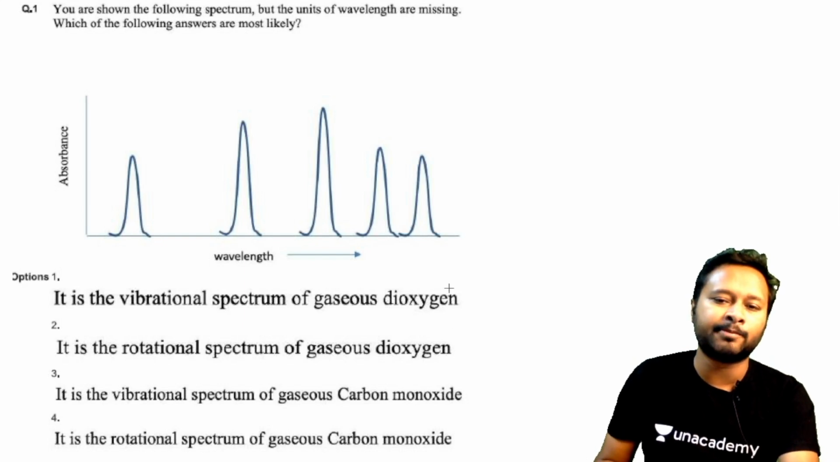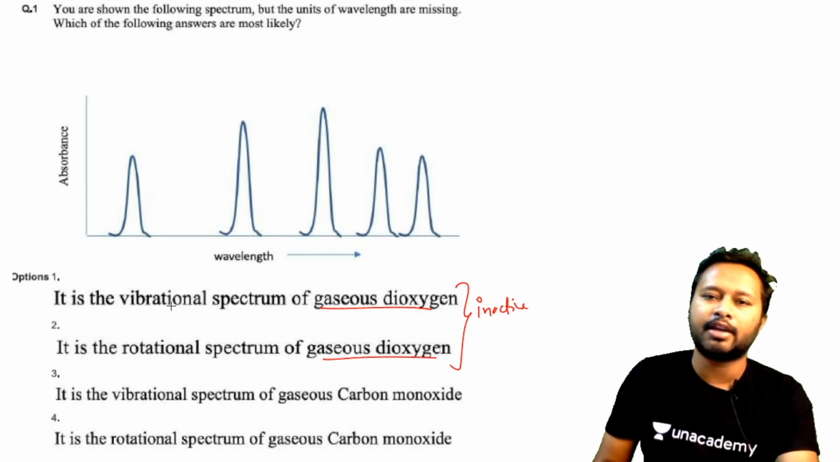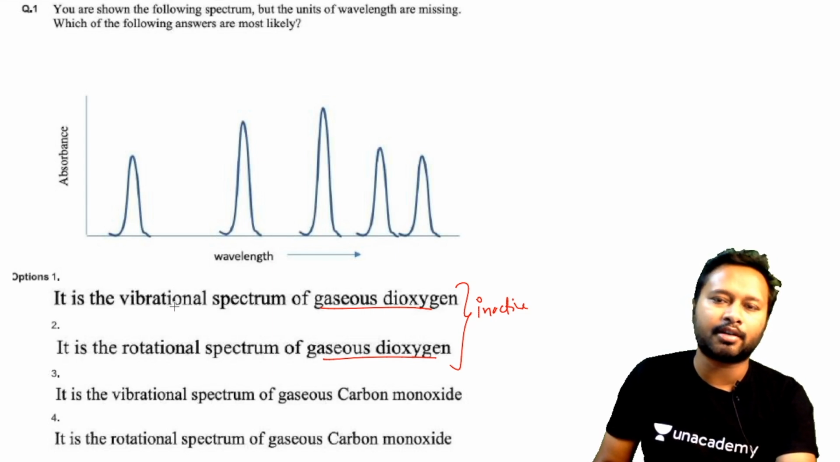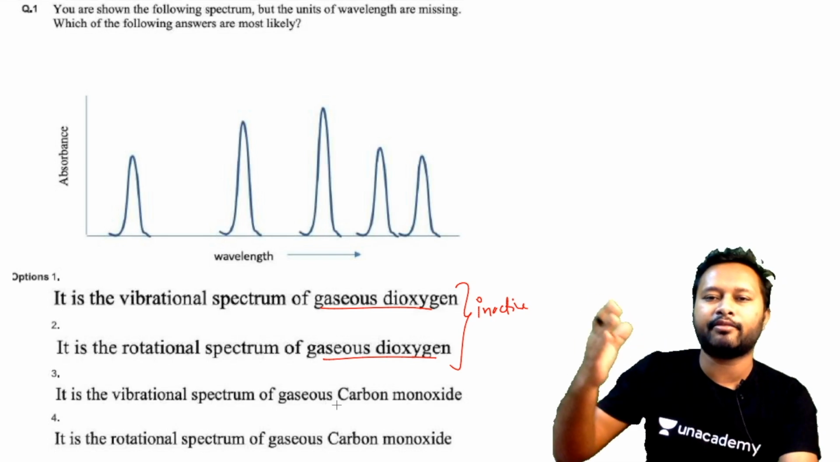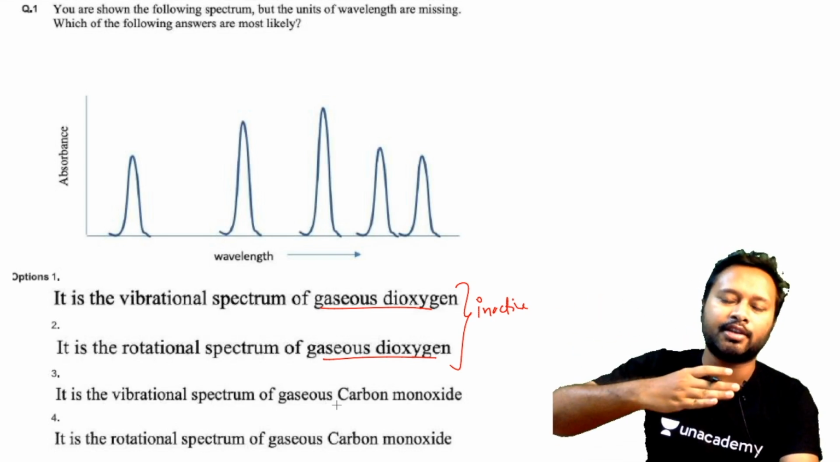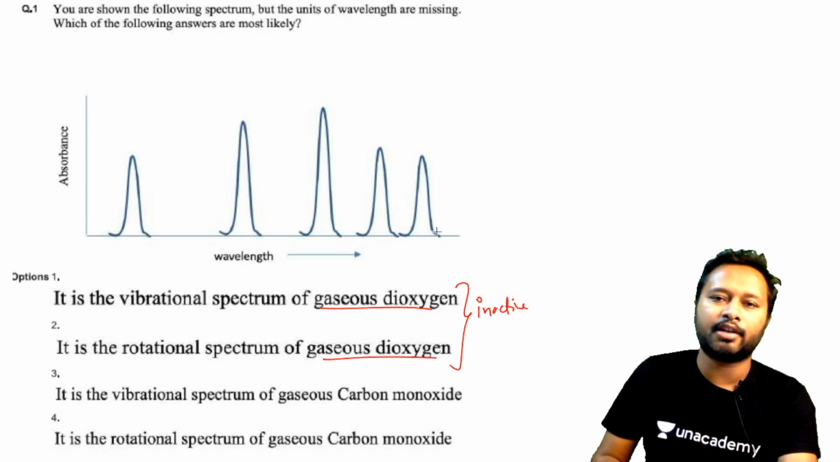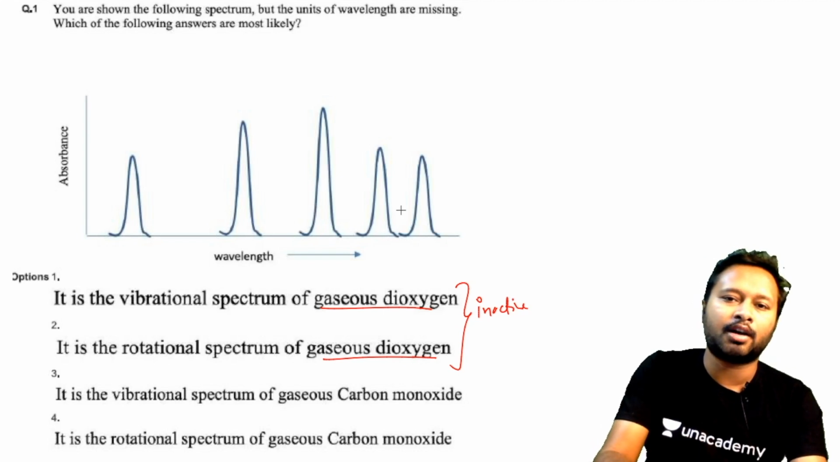Now one thing you should know is that gaseous dioxygen, meaning O2, is inactive in both the rotational spectrum and the vibrational spectrum, because it has neither a temporary dipole moment nor a permanent dipole moment. So it is inactive in both cases. Now the only options are whether it is the vibrational spectrum of carbon monoxide or the rotational spectrum of carbon monoxide. In the vibrational spectrum, the intensity keeps on increasing with the different transitions, unless you are given a harmonic or anharmonic case.